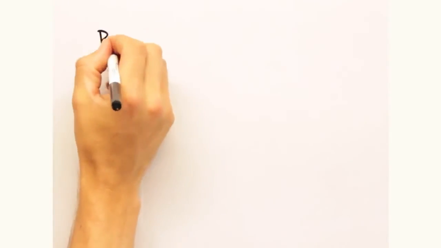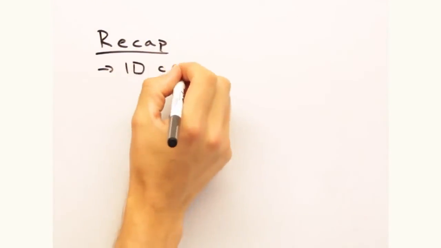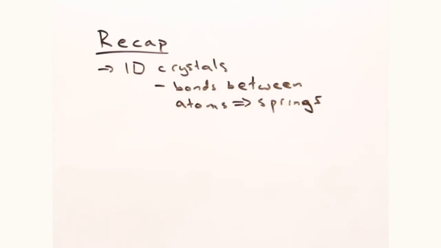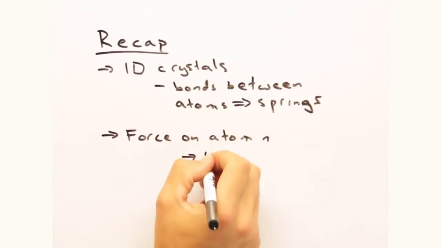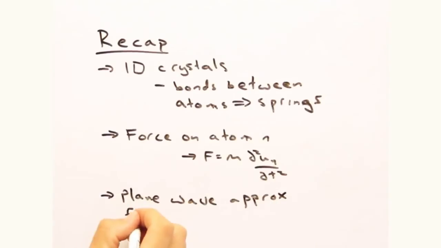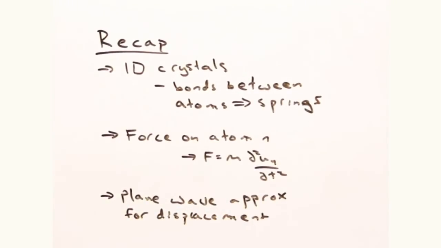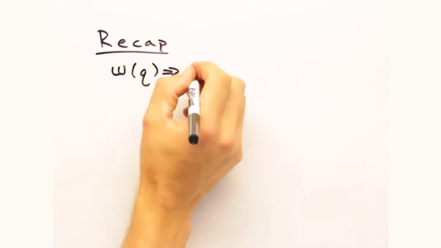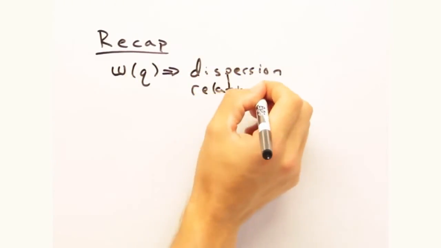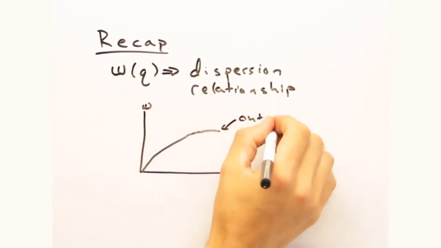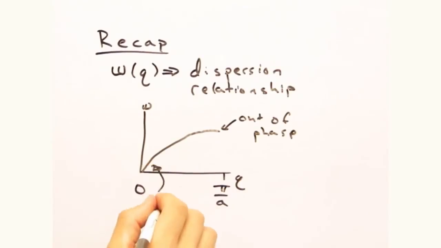So we've done a fair bit today. It might be a good time to do a recap. Yeah, so we started with a one-dimensional crystal, where we treated the bonds between atoms as springs. From that, we developed an expression for the force acting on one particular atom at position n. And then, using a plane wave approximation for the displacement, we were able to develop a relationship between the wave vector and the frequency of the atom oscillations. We also found that the motion of the atoms starts as in-phase movement near the origin and slowly becomes more and more out of phase.